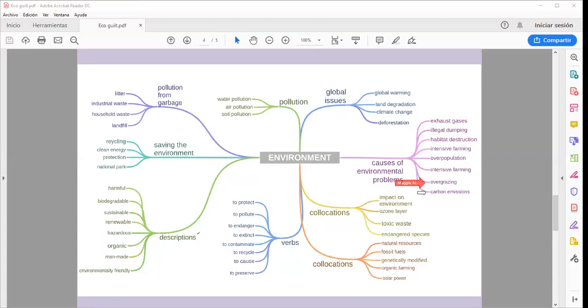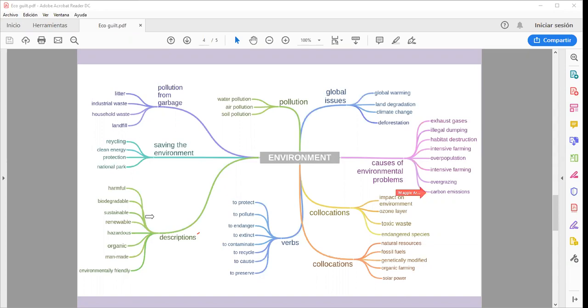What about carbon emissions? What are the carbon emissions? It's the emission of carbon particles. And who does this carbon emission? The cars and the motors. Excellent. Thank you very much.